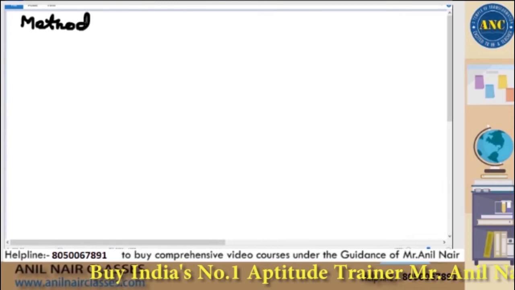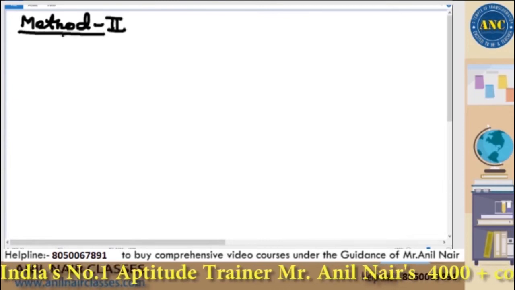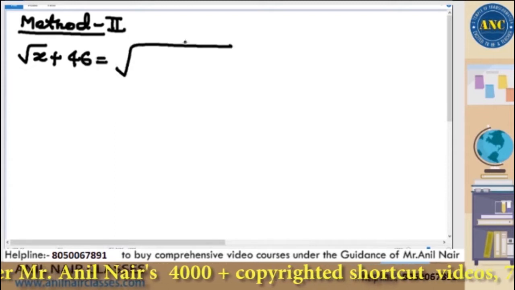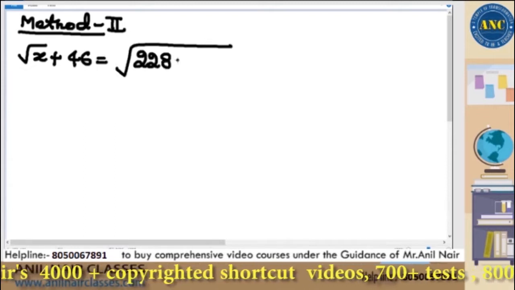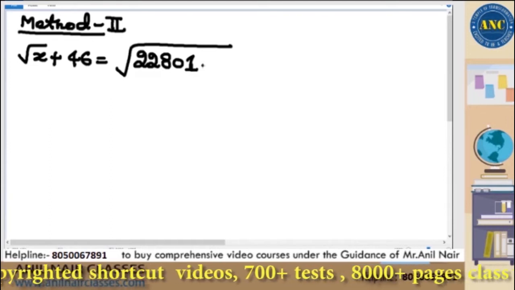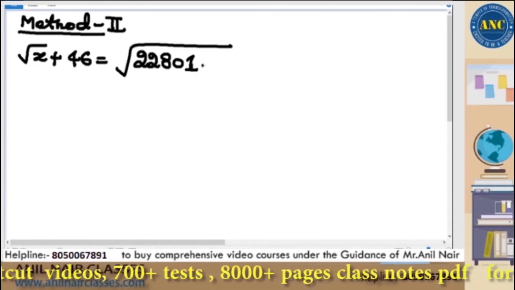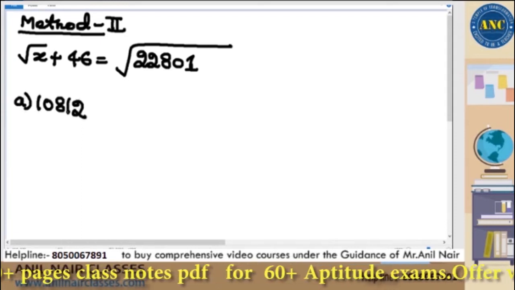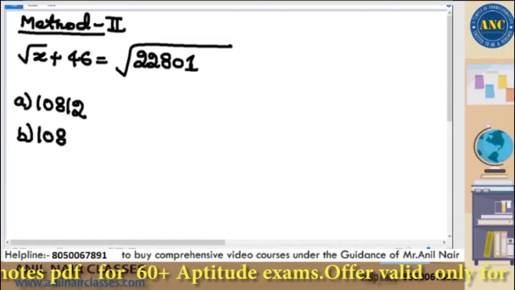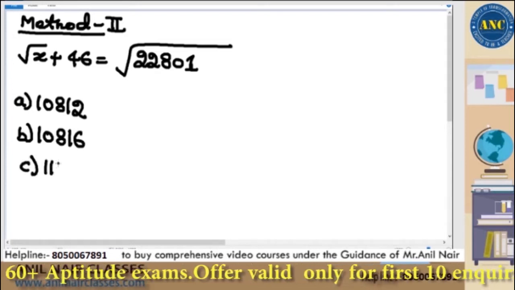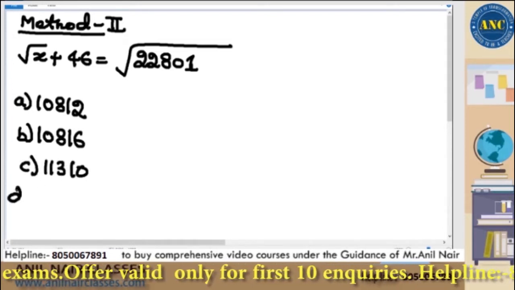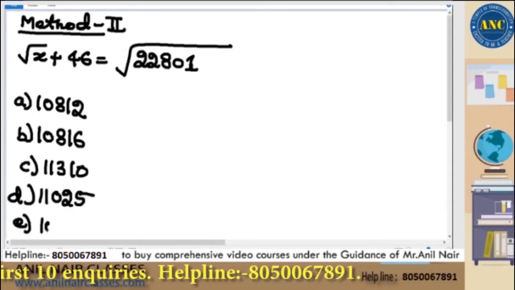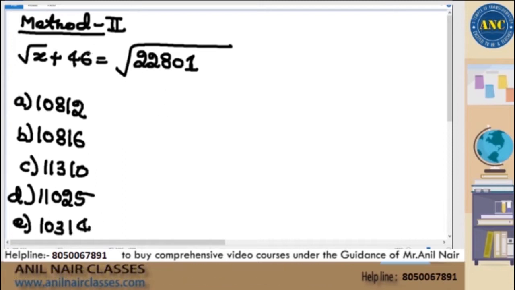Write down every possible method, from the basics to the high level, so that right after the class you can take a class for your friends on simplification without any doubt. Root x plus 46 is 22801. The options are 10812, 10816, 11025 and 10314. It is not about determining the answer alone; I will tell you why the others are right or wrong also. Method 2.